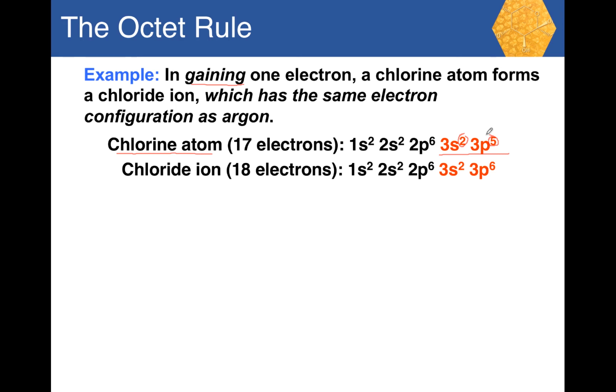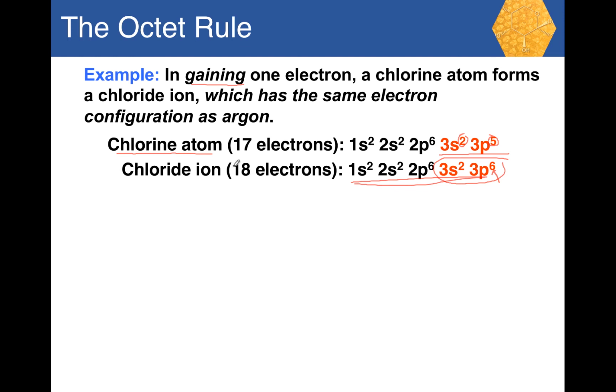It would like to gain one more electron so it can achieve the electronic configuration of the next noble gas, which, as you can see on your periodic table, is argon. It can achieve that by gaining one electron. And as you can see, this is a full octet of electrons. And this is also the electronic configuration of argon.